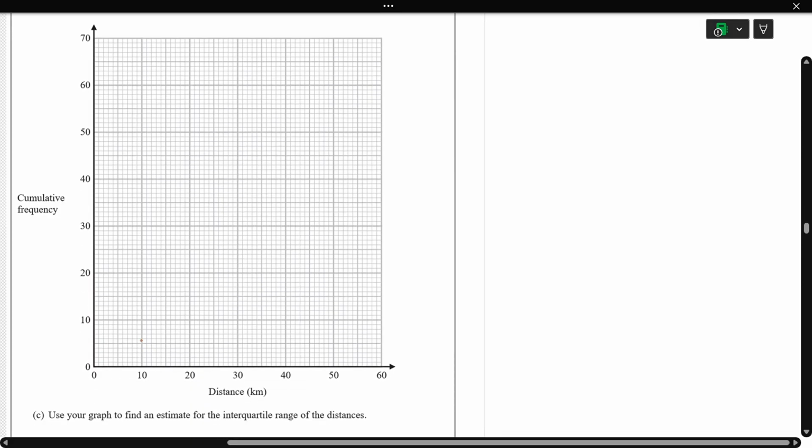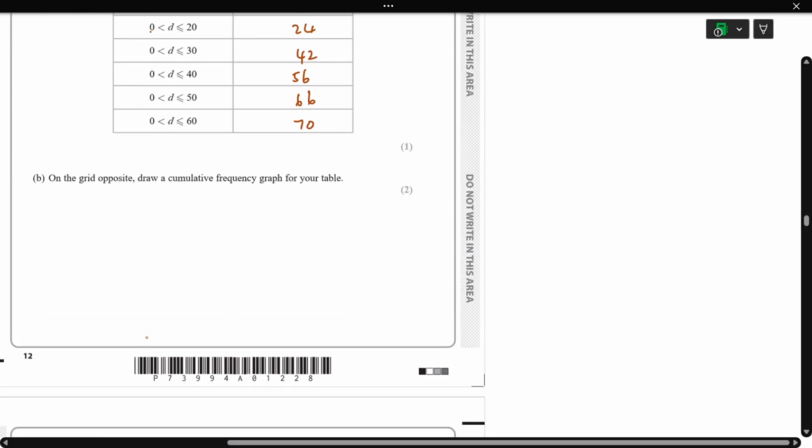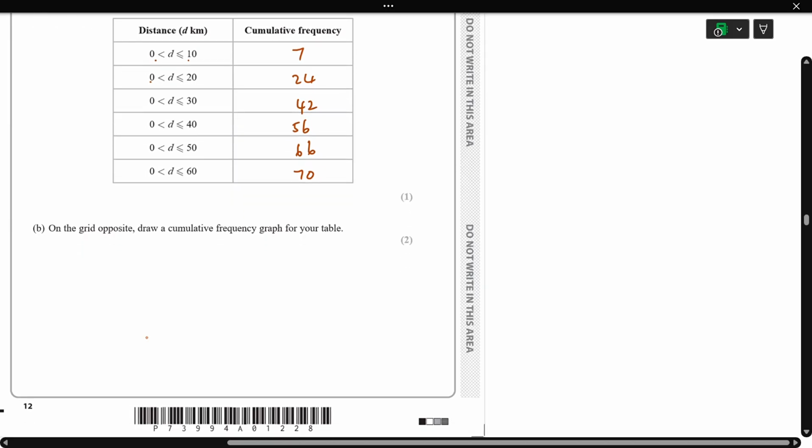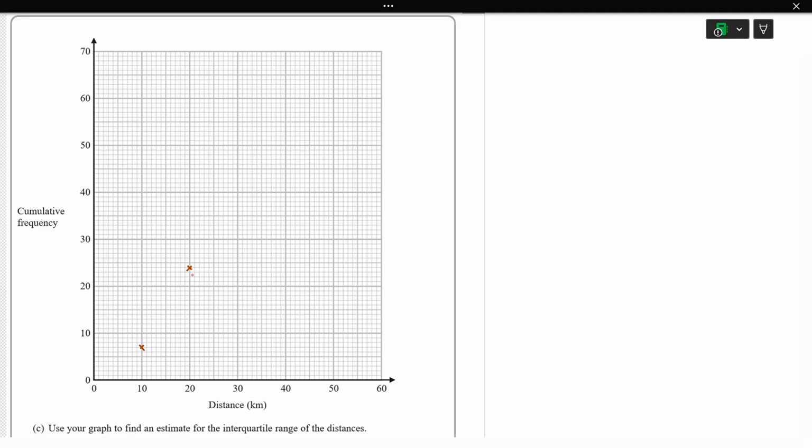10 is going to be 5, 7 here. Okay, next, 20 is going to be 24 here. Next, 30 is going to be 42, and 40 is going to be 56. Next, 50 is 66, and 60 is going to be 70.